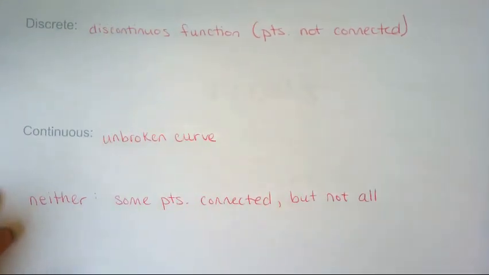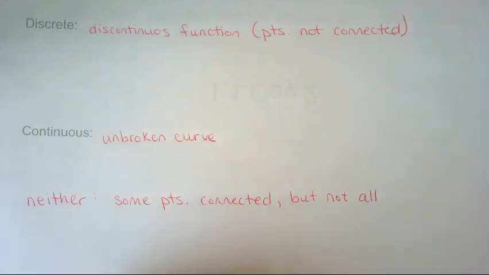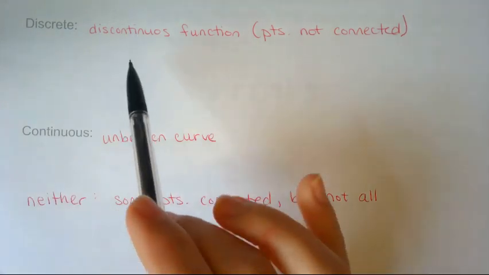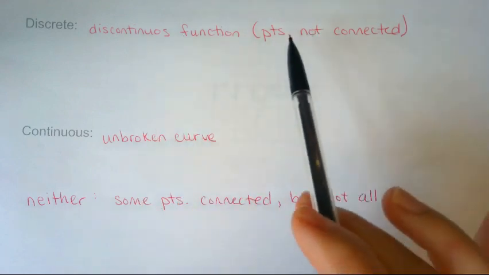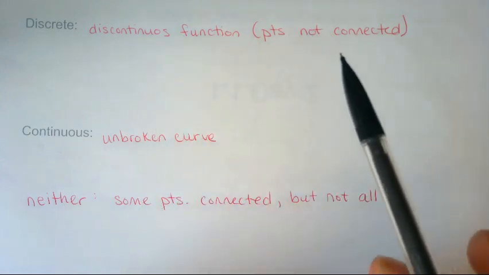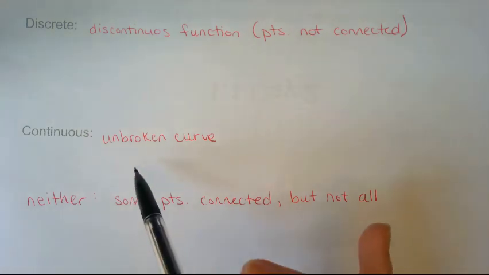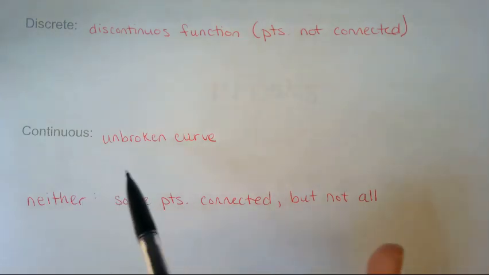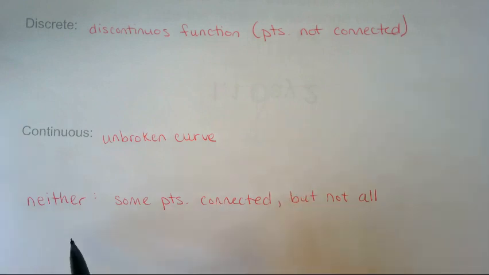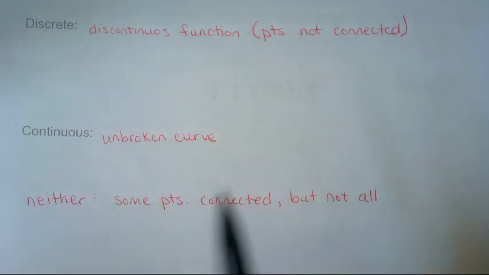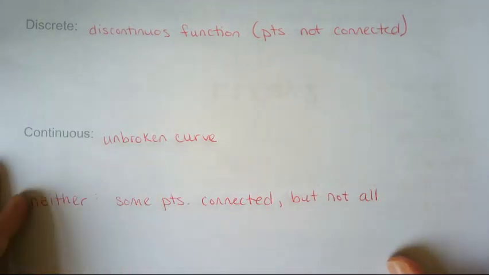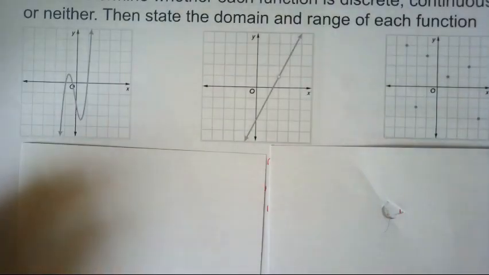discrete and continuous functions. Defining a discrete function just means it's discontinuous, so that means your points are not going to be connected with lines. Continuous functions means it's an unbroken curve, so there will be a line connecting all your points. If it's neither, that means it's going to be a combination of both. Like you'll see some lines being connected to the points, and then you'll have some points that will have no lines connected. So our first task is we have to determine if it is continuous, discrete, or neither, and then we have to identify our domain and range again.